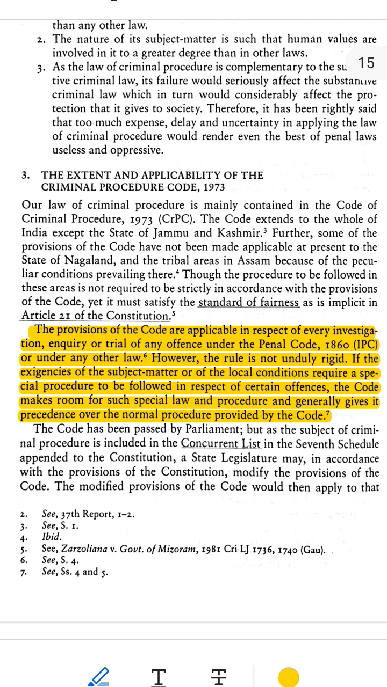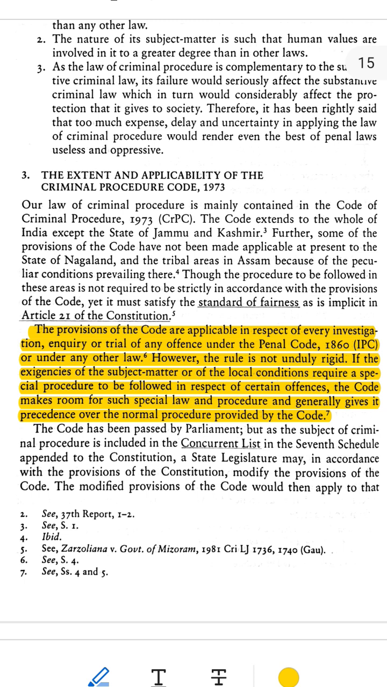Let's break this down step by step to understand everything in the simplest way possible. Sentence: The provisions of the code are applicable in respect of every investigation, inquiry, or trial of any offense under the Penal Code, 1860, IPC, or under any other law.